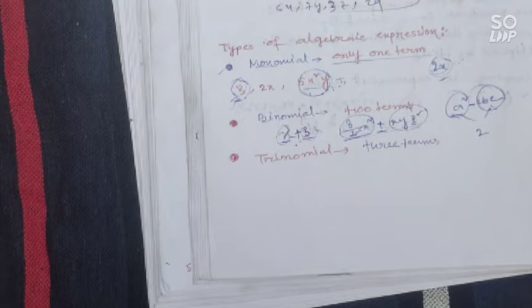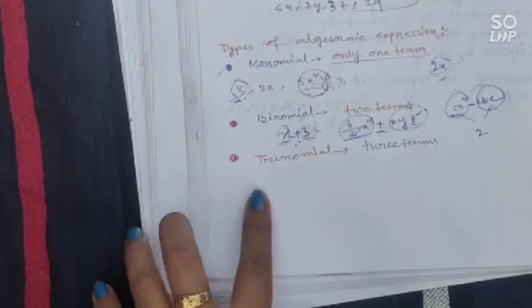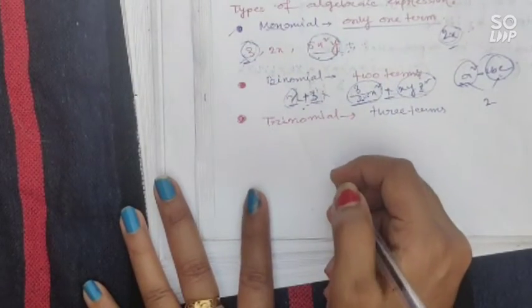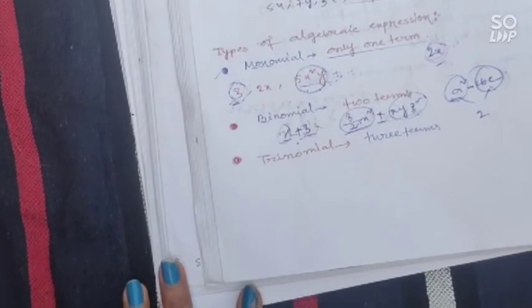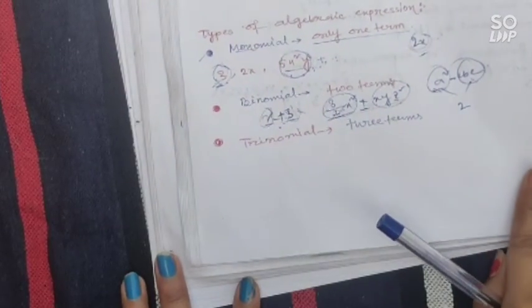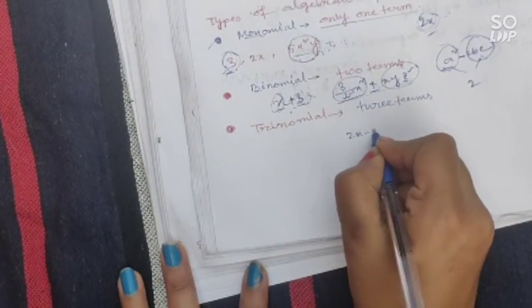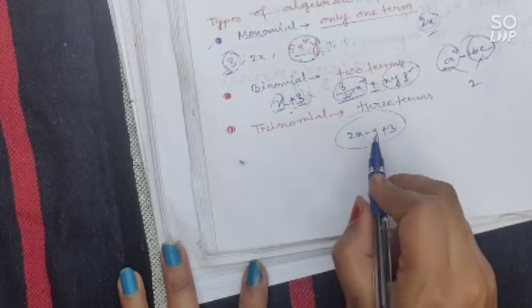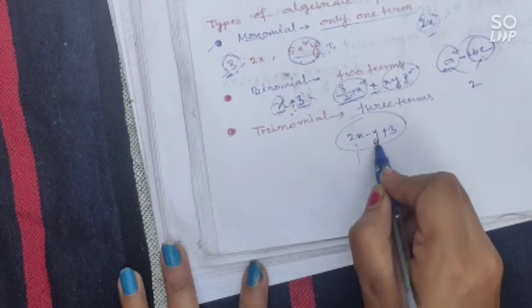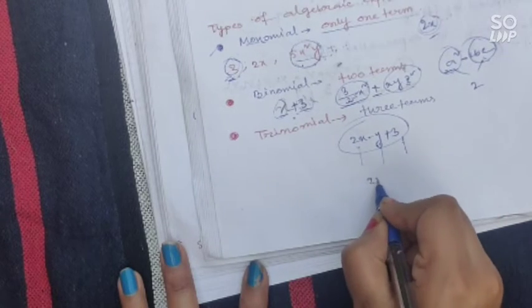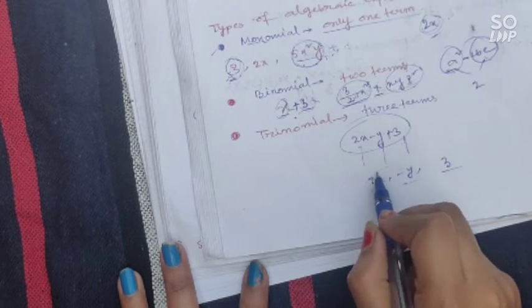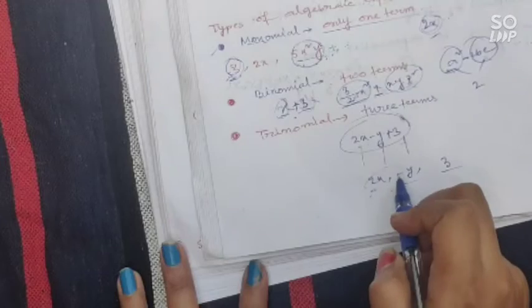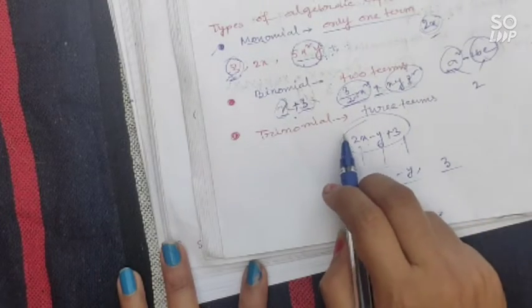Next, trinomial. An algebraic expression containing 3 terms is called a trinomial. So look at some examples of trinomials. 2x minus y plus 3. In this expression, you can see this is the first term, this is the second term, this is the third term. These are the terms of this expression. So this expression has 3 terms. So this is called a trinomial.